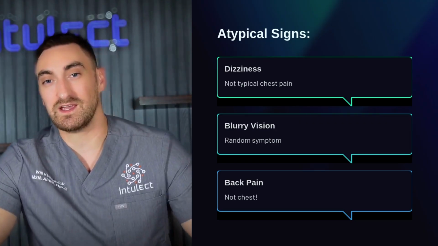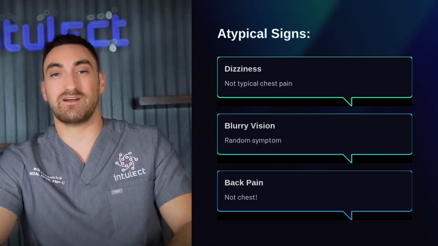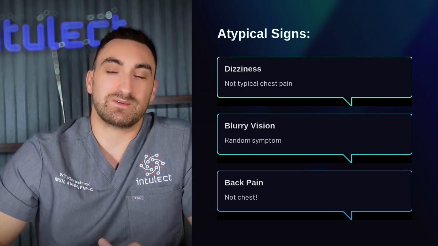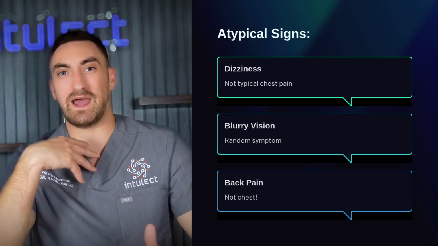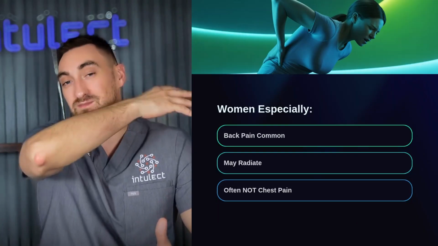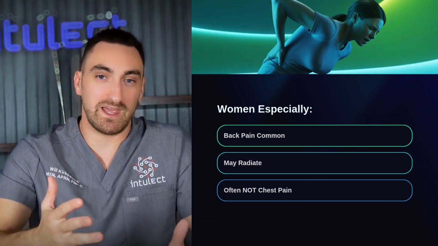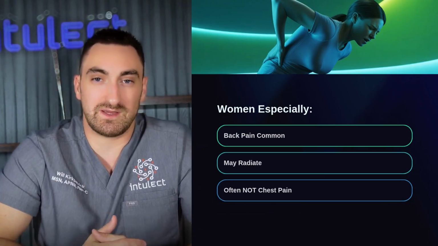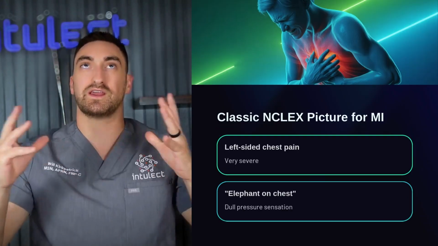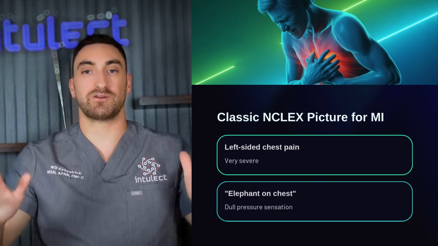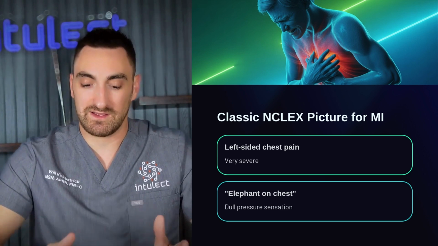It can be, maybe it's just dizziness, or maybe they have blurry vision randomly. Sometimes those things can happen, or maybe it's back pain. So like the back, sometimes it's not necessarily chest pain, it's back pain. That can radiate, and that's sometimes more commonly seen with women especially. But if you think of that classic picture for your NCLEX and your nursing exams, just think left-sided chest pain.